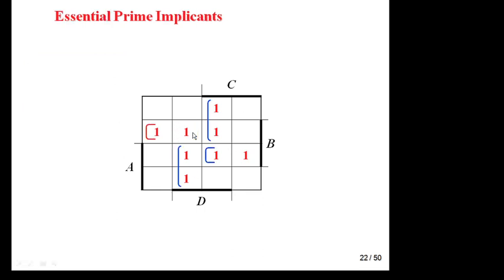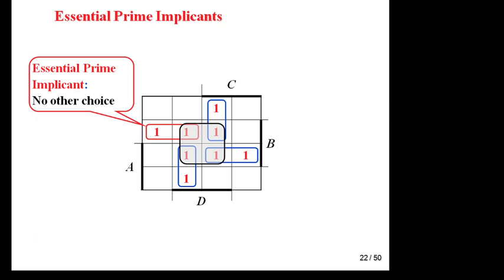Now the most important, essential prime implicant. Suppose this is the example. First you will make one pair, one pair, one pair, one pair, and again one quad is forming. This quad is forming.